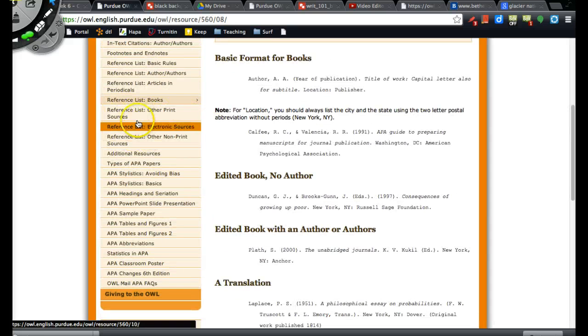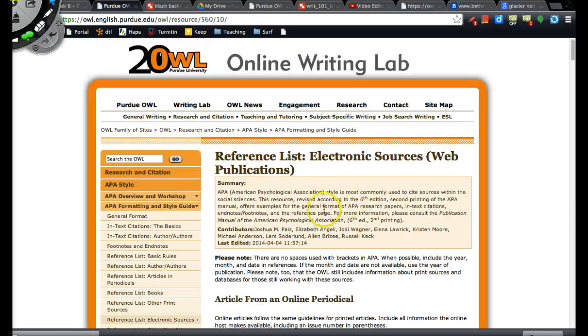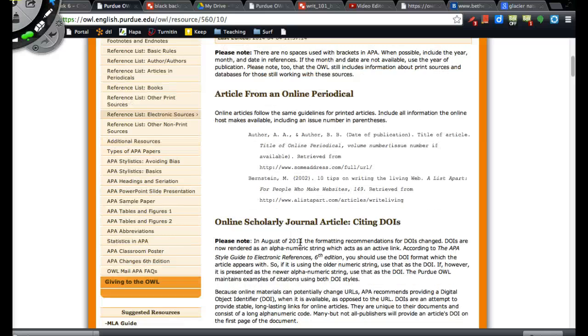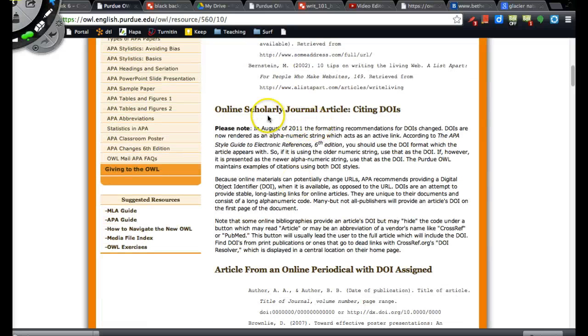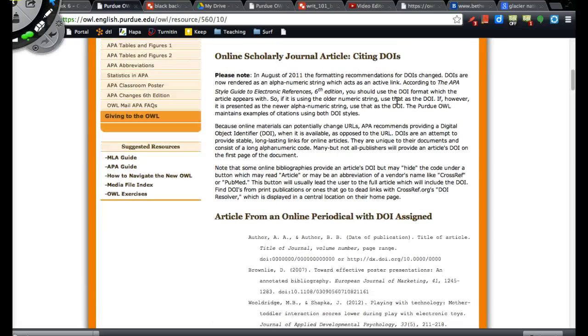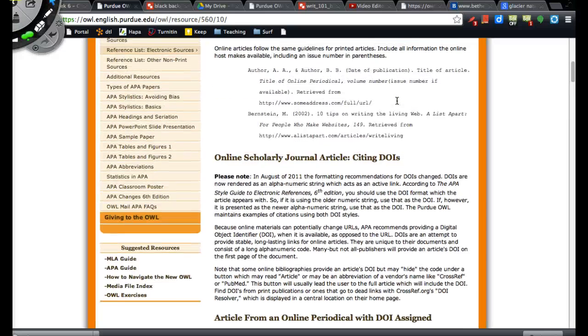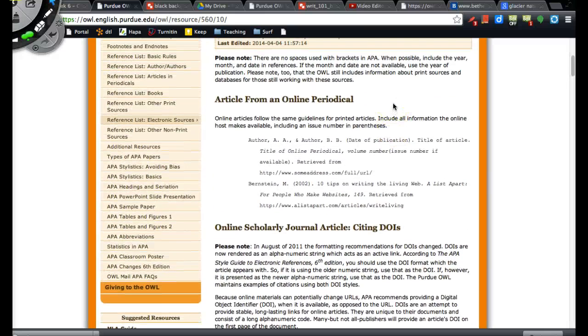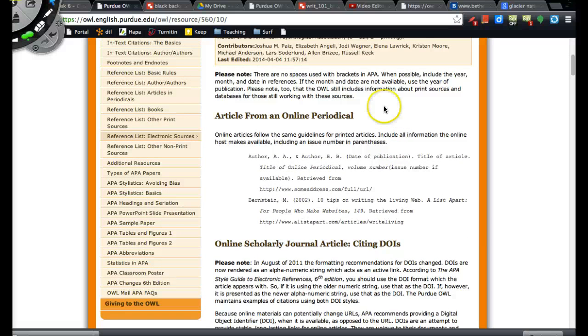Many of you are probably going to have different types of electronic sources that may not fit neatly into any of the other categories. Well, if you look here, this will show you online scholarly articles, journal articles. If they have DOIs, a DOI is, I believe, the acronym for digital object identifier. And so DOIs are numbers.